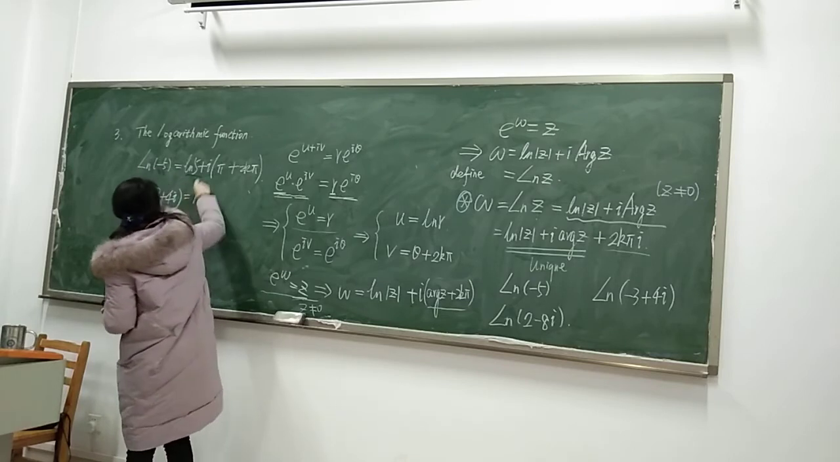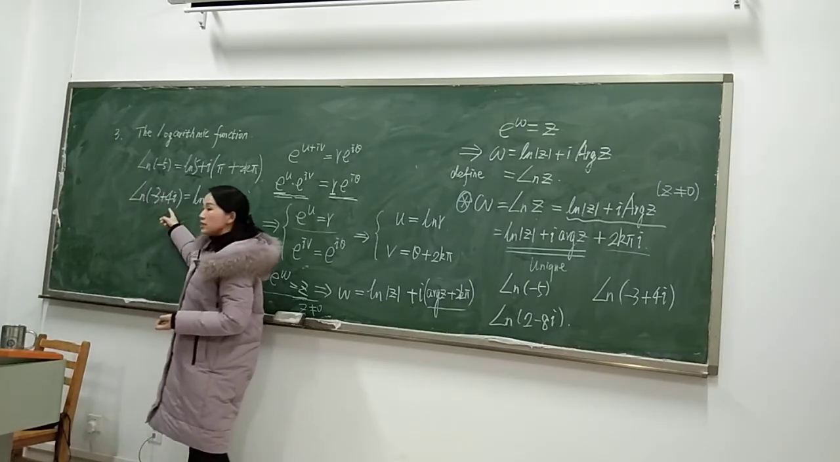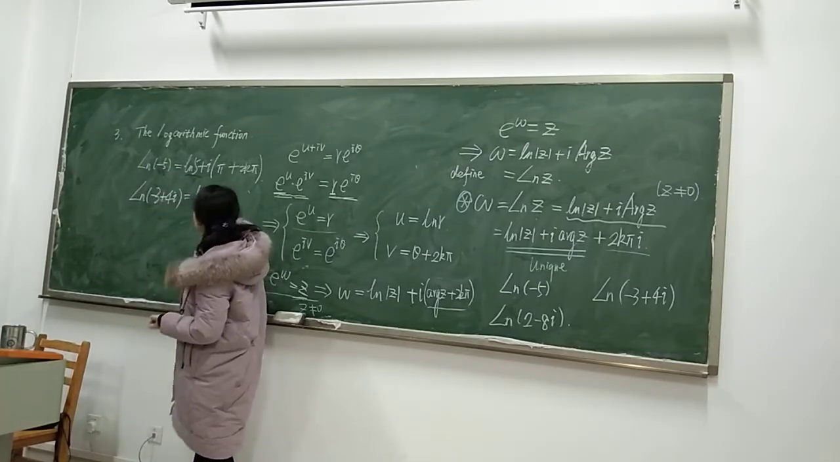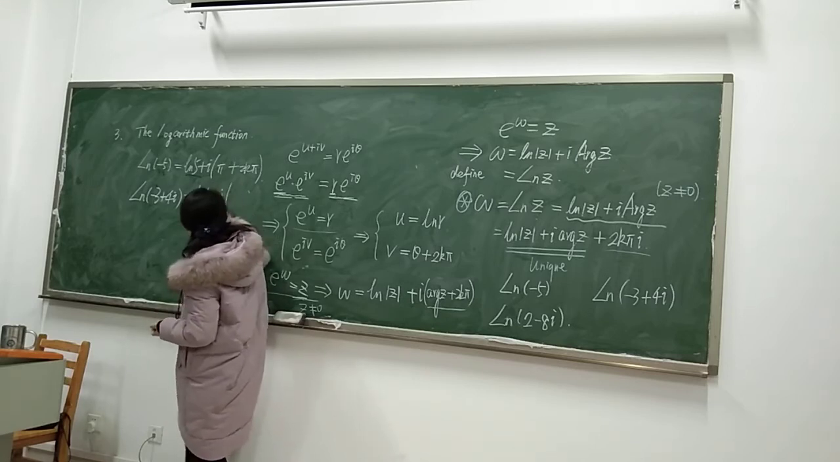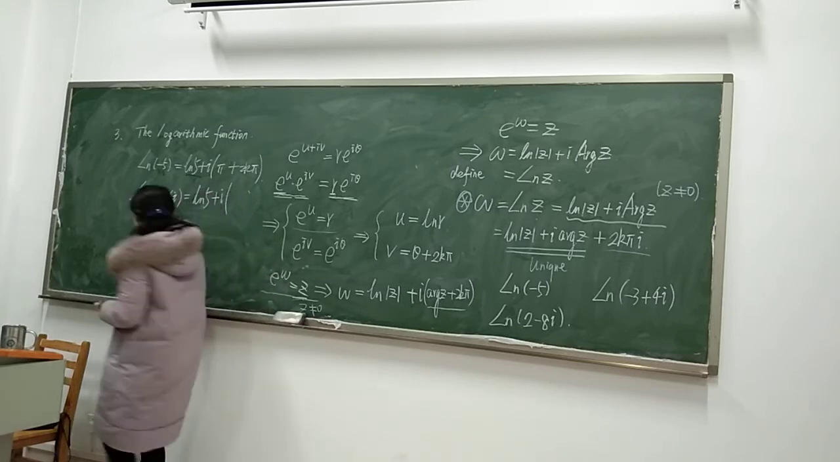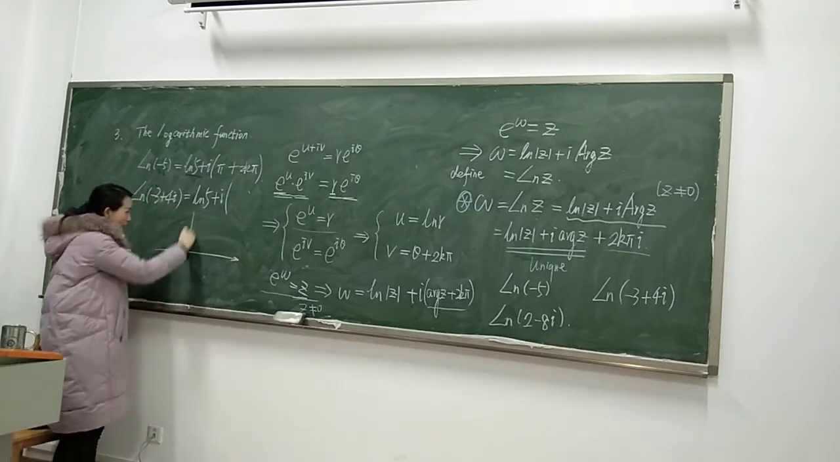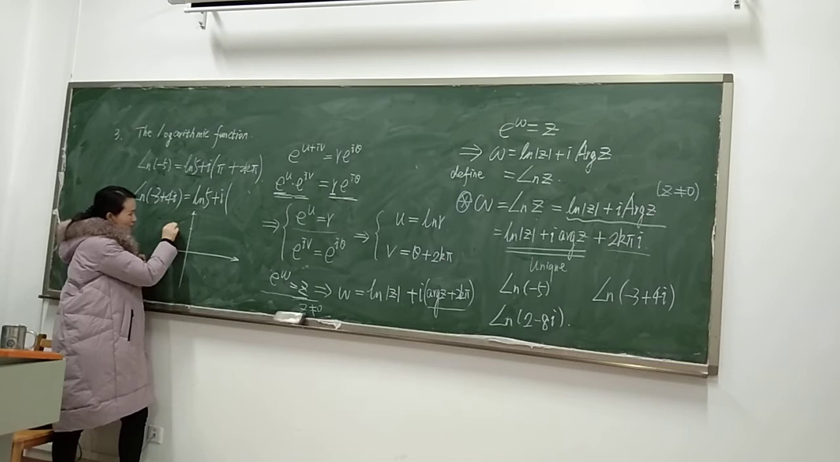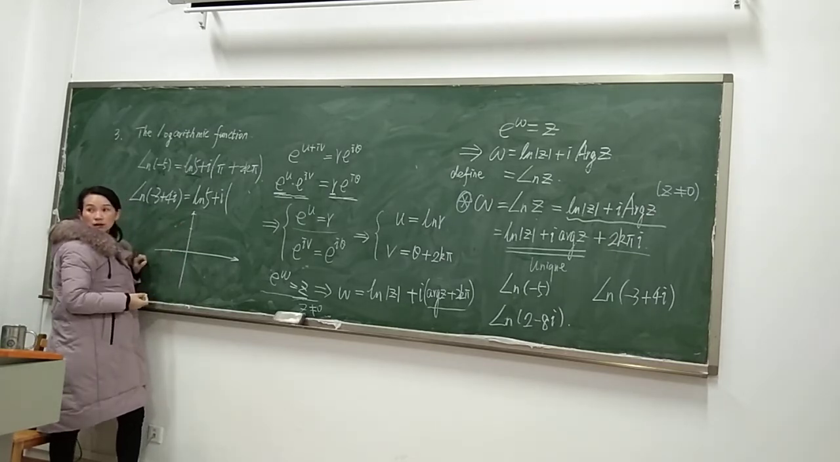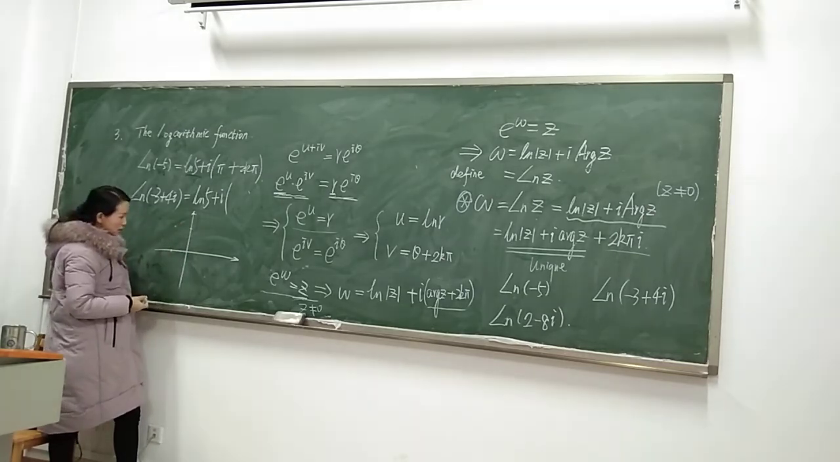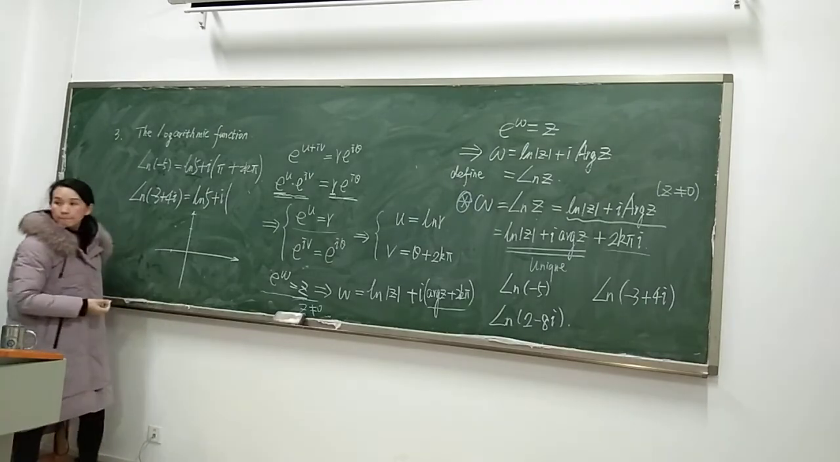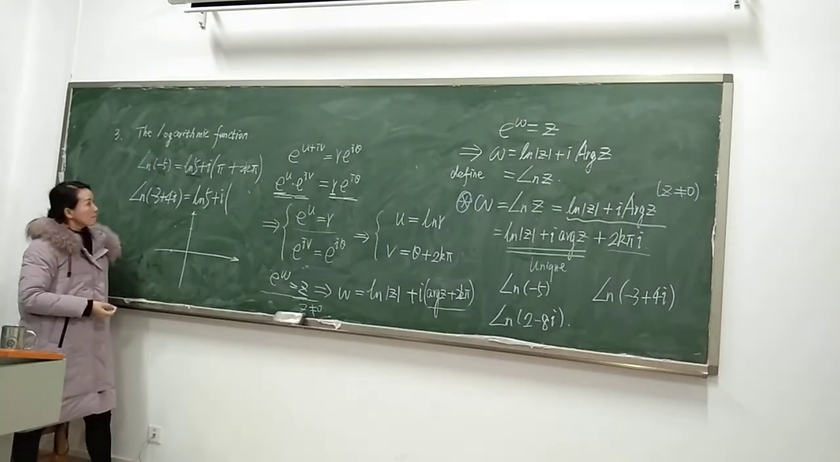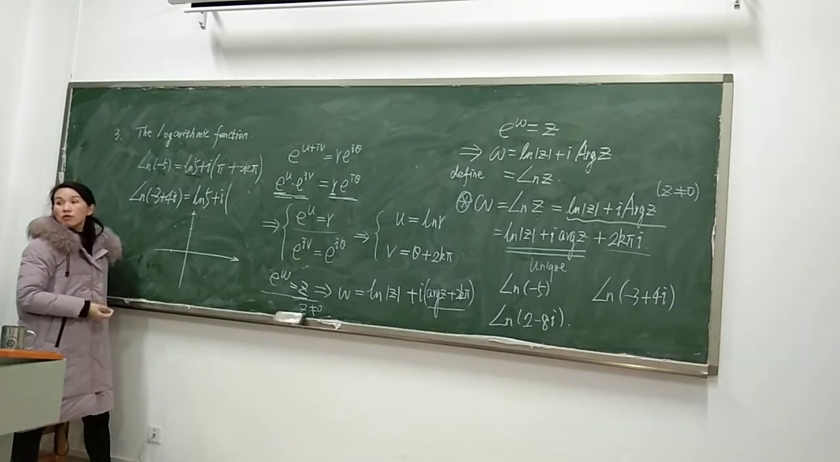So ln the modulus of this is 5, plus i times the principal argument of this. The principal argument of this is -3, 4. So the second quadrant. What happened? Yes, 5. Only 5.